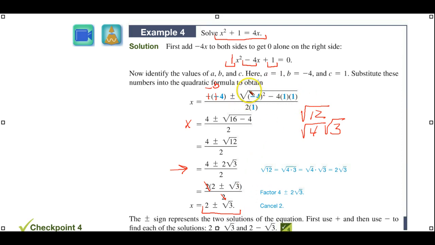Now you're going to have a couple to do like this. The strategy is put it in standard form. Identify your A, B, and C. Substitute carefully. Start simplifying. And then you end up with your answer. Now theoretically, this is a good answer as well. But simplified, this is the answer.